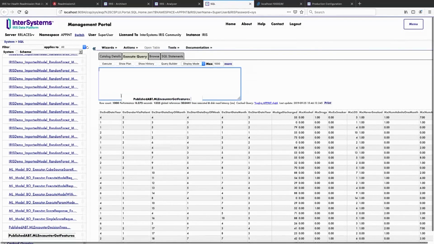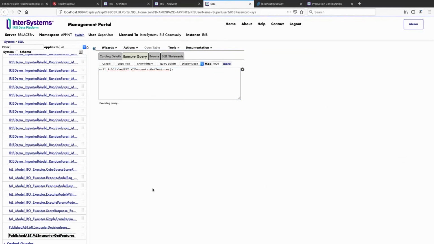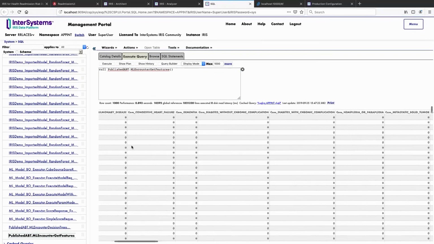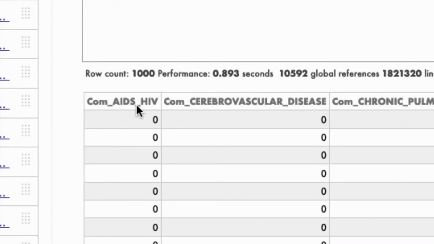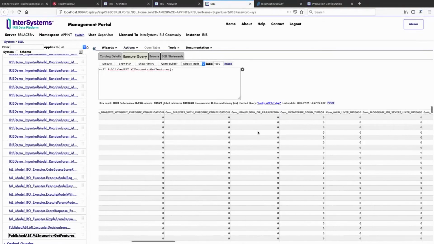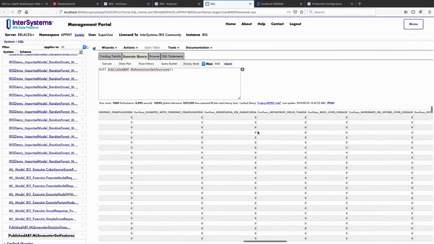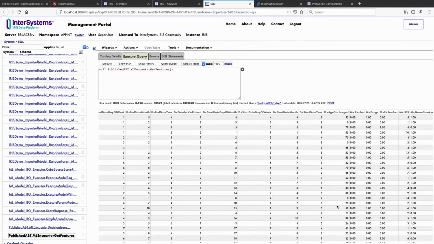So here it is. This is, how can I call this? So if you look at this now, you see comorbidities, HIV, comorbidities, cerebrovascular disease, comorbidities. This is one-hot encoding, okay? And if you look at some other columns here, you see that the values are normalized. So now I can give this to the data scientist. Now they can run models on top of this.